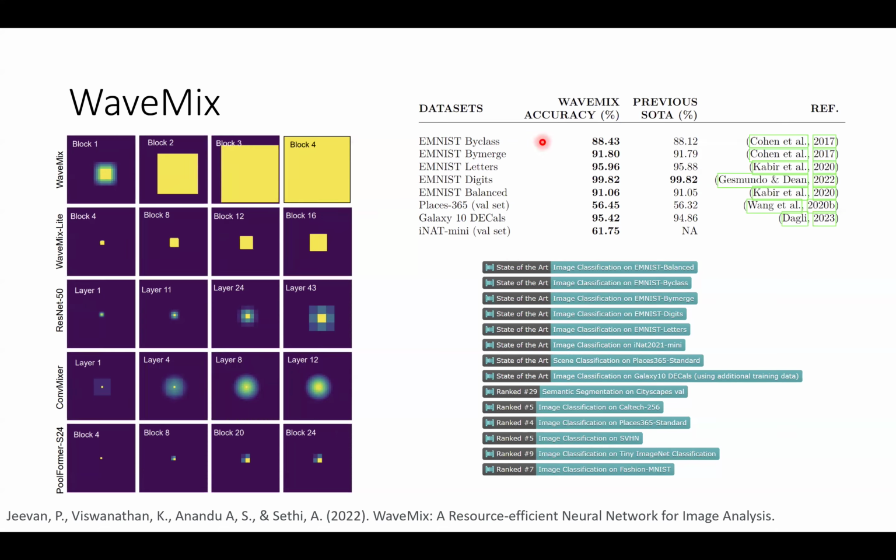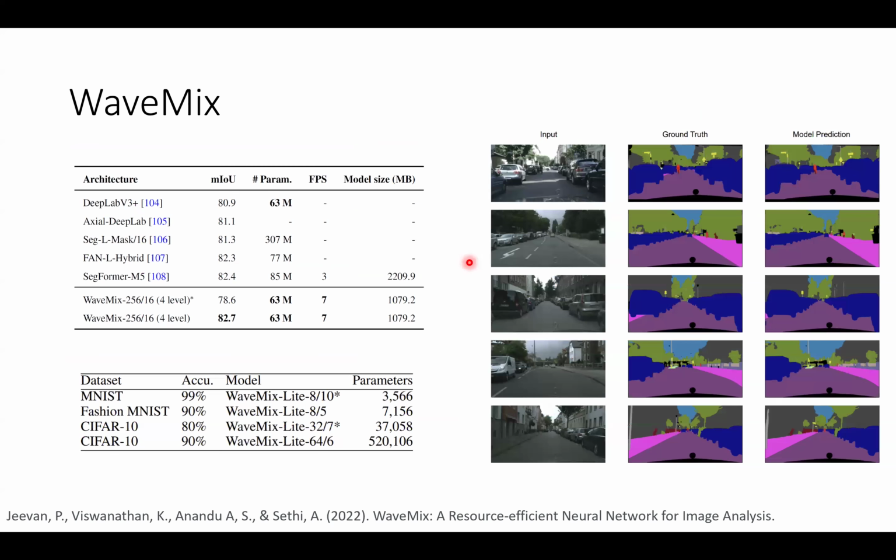These are the results showing that WaveMix is giving state-of-the-art results across multiple datasets. This is the image classification result, and this is the image segmentation result. Since it's a general purpose architecture, we can just change the final classification head and replace it with a segmentation head, run the model, and it will still perform well in different tasks like segmentation. And we were the state of the art in semantic segmentation on the Cityscapes dataset.